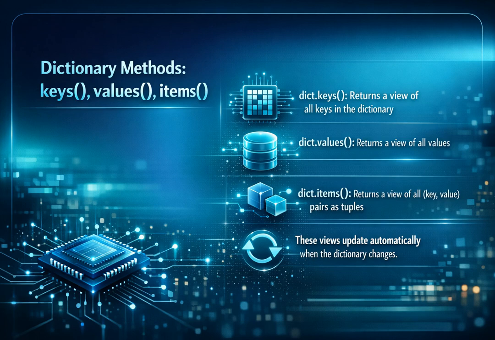The keys, values, and items methods return special view objects. These views are not separate copies. They reflect the current state of the dictionary. If you add or remove a key after creating a view, the view automatically shows the updated state.